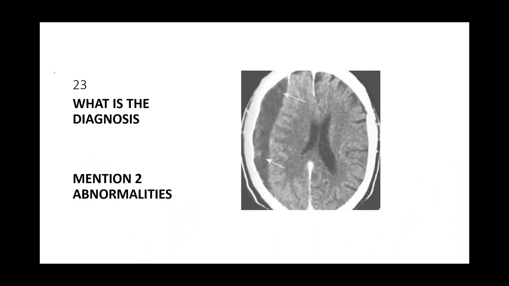Subdural hematoma. Chronic. Calm down now. Left-sided chronic subdural hematoma. Why is it chronic? It's a hypodense lesion that was seen. Why is it subdural? And it's lenticular, that is a lunar-shaped lesion. Concave. Yes. Mention two abnormalities.